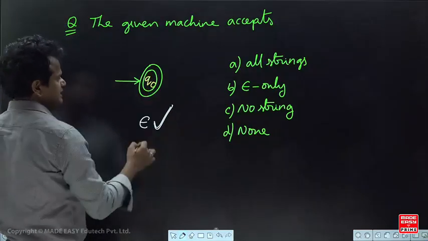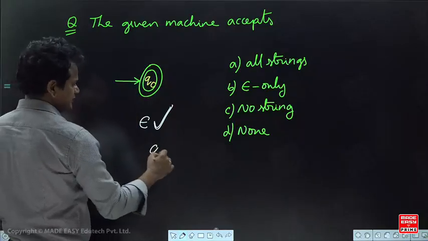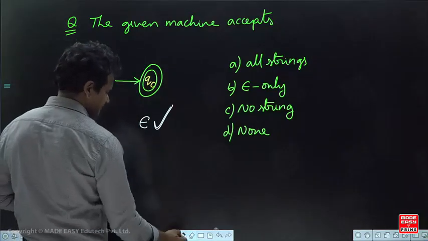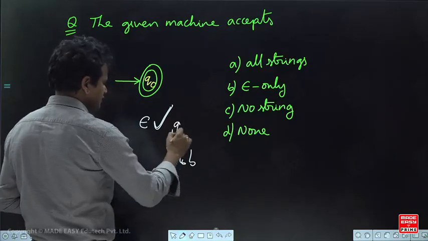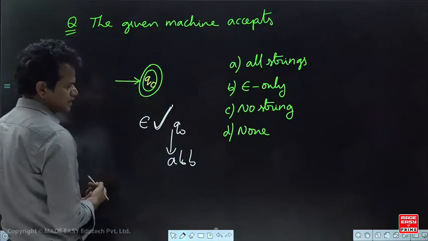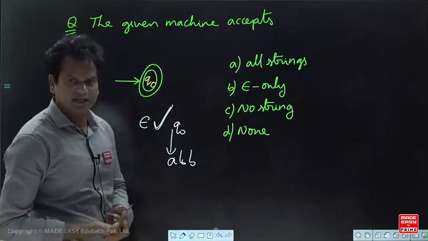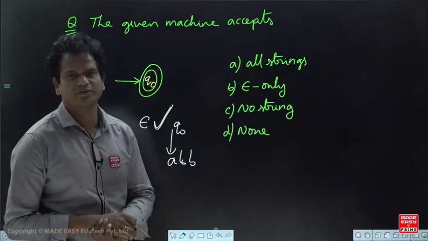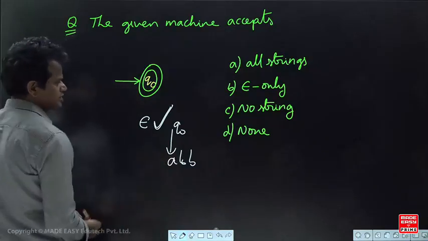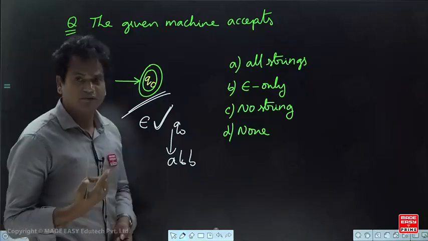And whatever string I give, it is not defined. Suppose I give the input string ABB, the machine starts from Q0. Are you following? The machine starts from Q0. Q0 on A, we have not defined. Then what happens? When we don't define, the machine stops. Where has it stopped? It has stopped in Q0. And what is Q0? Final state.